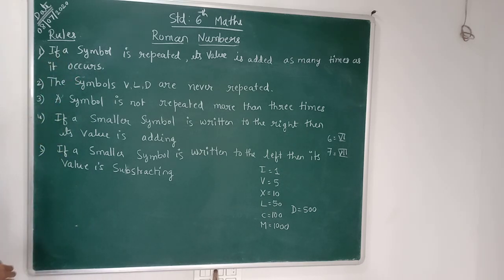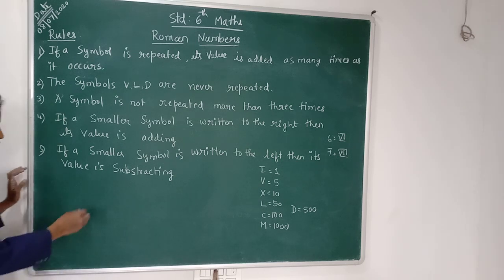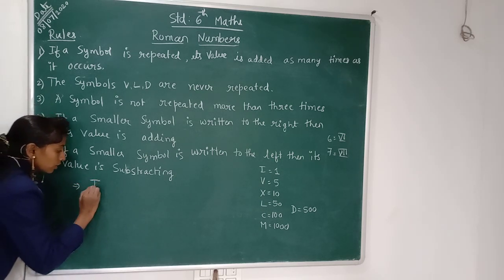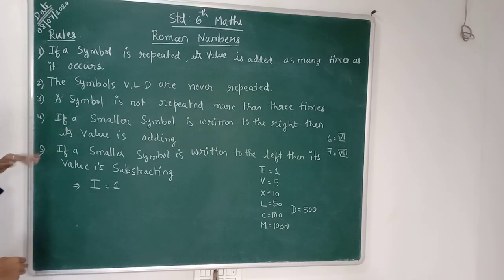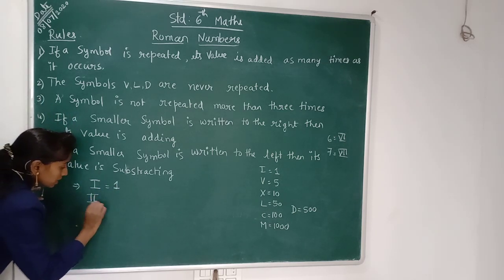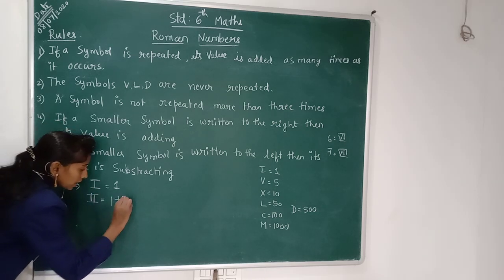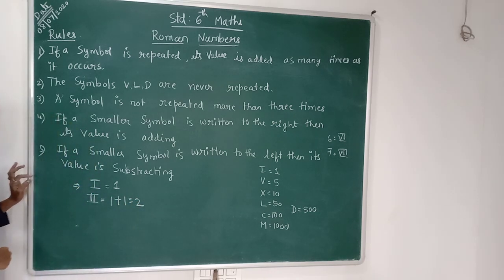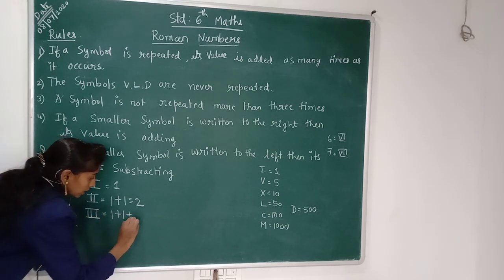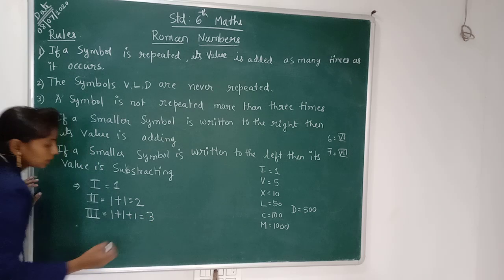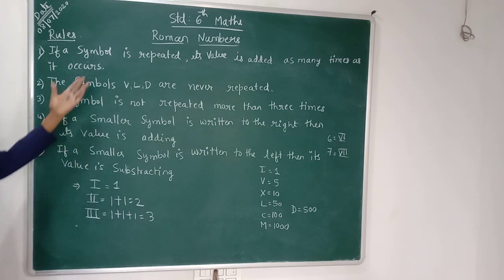The first rule is, if a symbol is repeated, its value is added as many times as it occurs. See, this is I, which means 1. If it is repeated twice, 1 plus 1 is 2. For 3 times, 1 plus 1 plus 1 is 3. However many times it is repeated, that many times it is added.